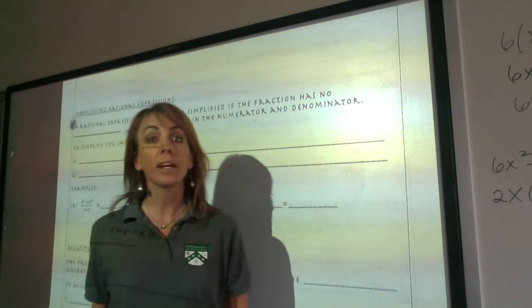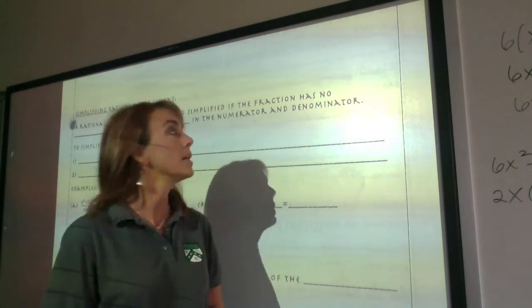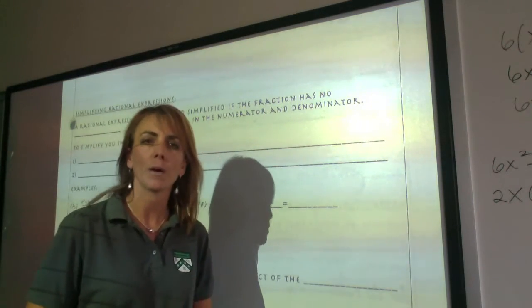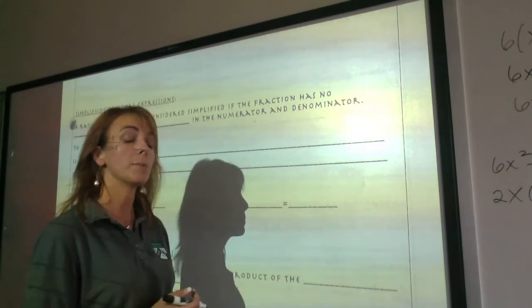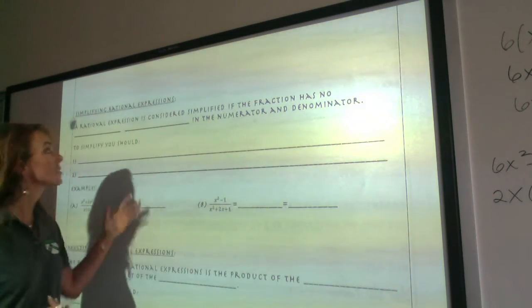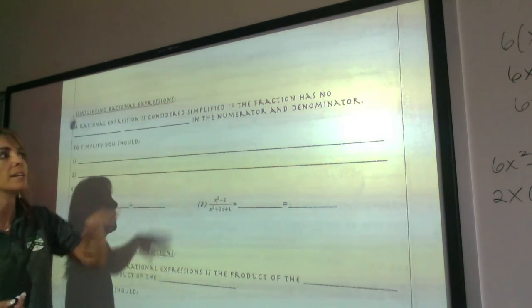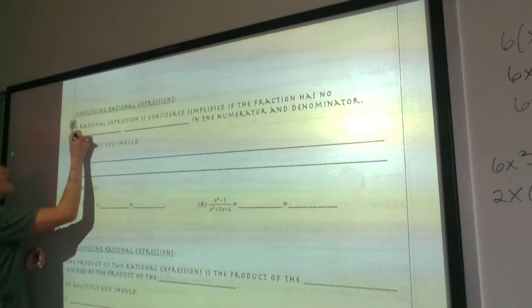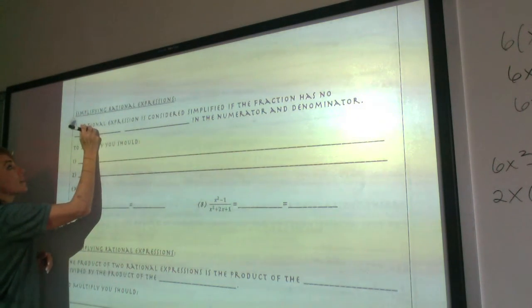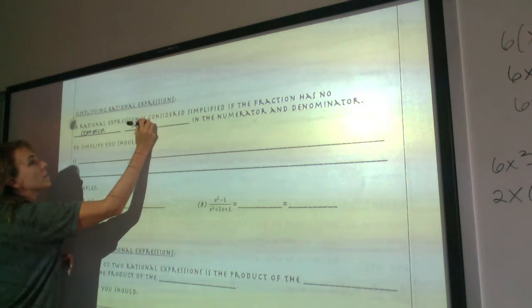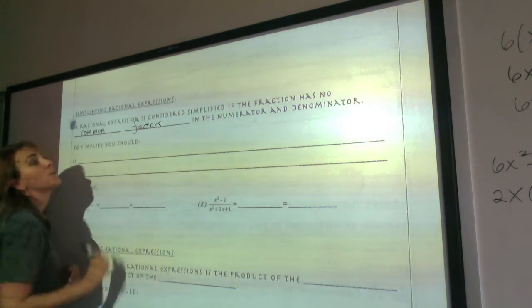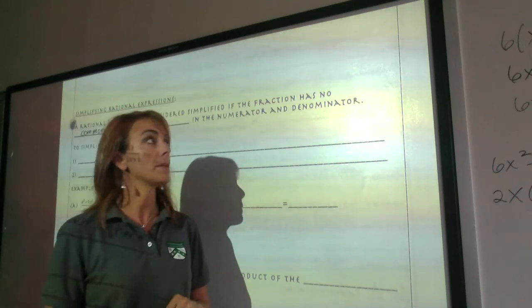All right, so the next thing we're going to discuss then is how do you simplify a rational expression? Well, what does that mean? What does it mean to be simplified? Well, a rational expression is considered simplified if the fraction has no common factors in the numerator and in the denominator.